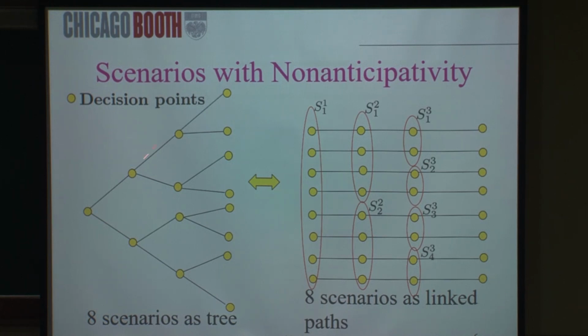Okay, so I've taken the tree and written it as 8 different paths or 8 different scenarios that are all linked by these constraints. So the constraints give me the information structure. I take the information structure that was given here in the tree and I put it into the constraints.